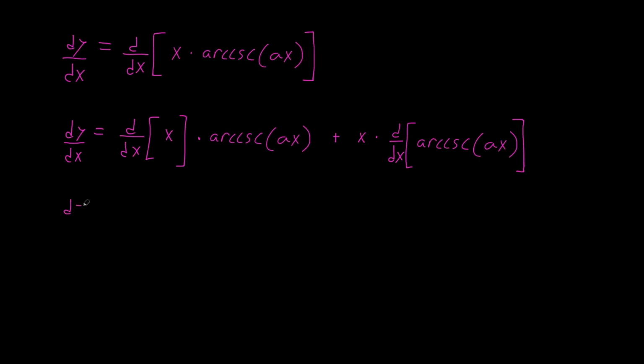So we have dy/dx, that's a bad y, that's like a 7. dy/dx equals, derivative of x is equal to 1, and we get times our arc cosecant of ax, plus x times, we already worked out, actually this is the derivative of arc cosecant of ax, so we're going to use chain rule before we do anything else.